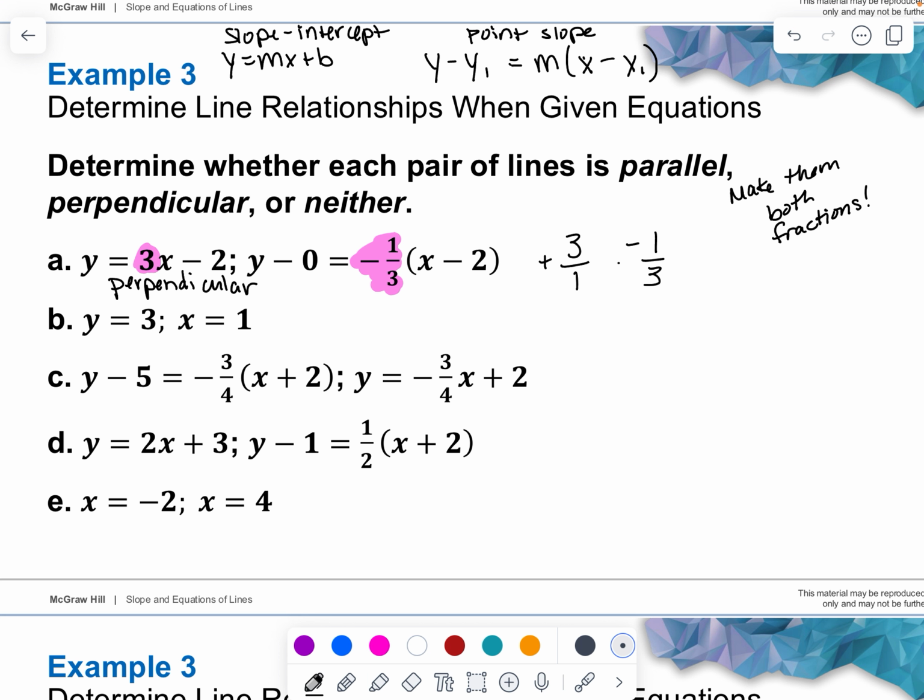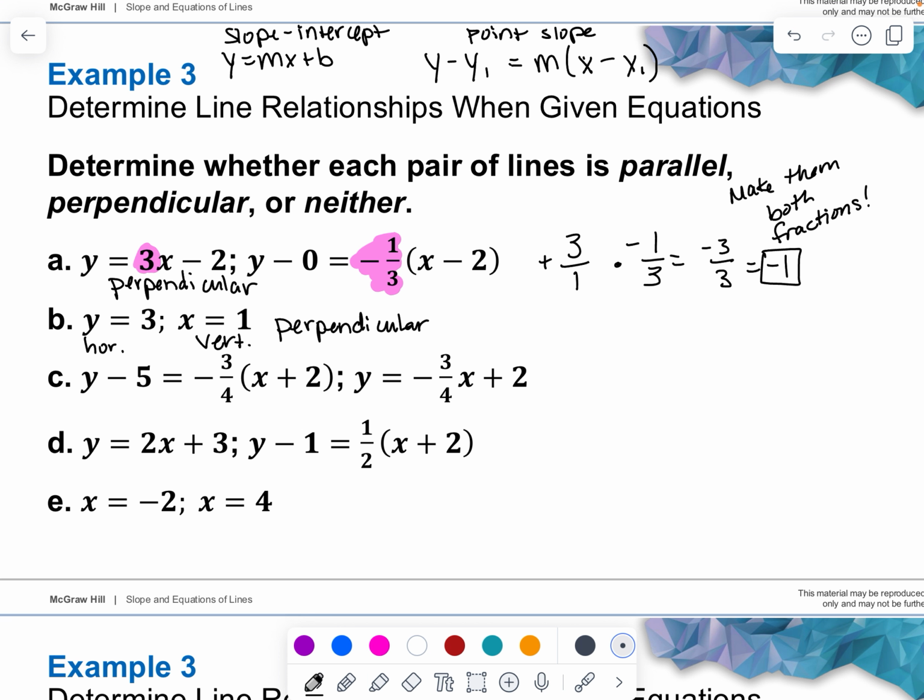Yep. And I could double check it by multiplying. It'd be negative 3/3, which is -1. That's that -1 product. Good. Okay, let's look at B. Y equals 3 and x equals 1. Y equals 3 is horizontal and x equals 1 is vertical. That means they are perpendicular.